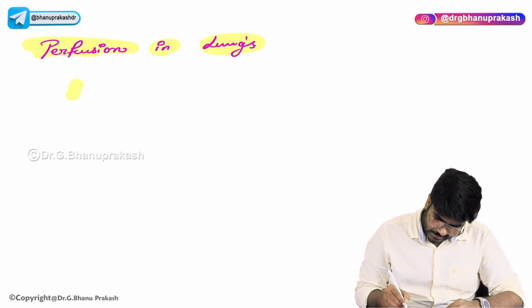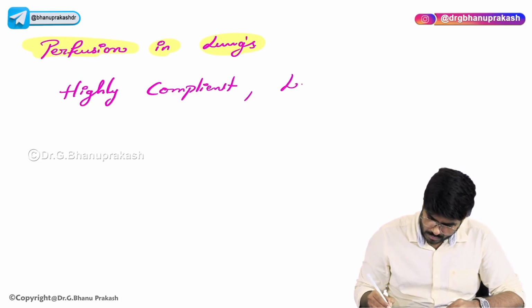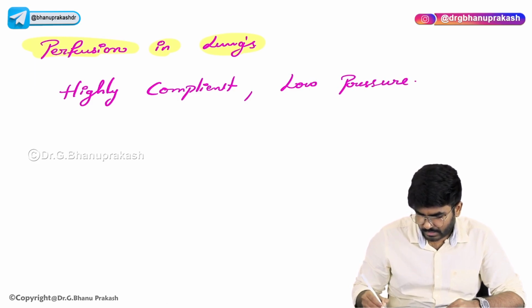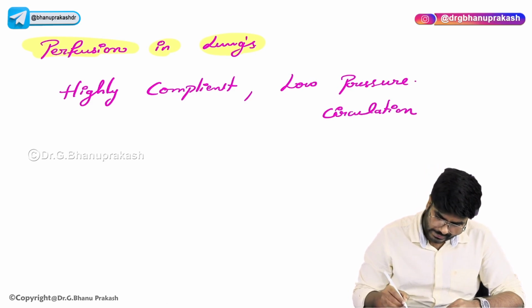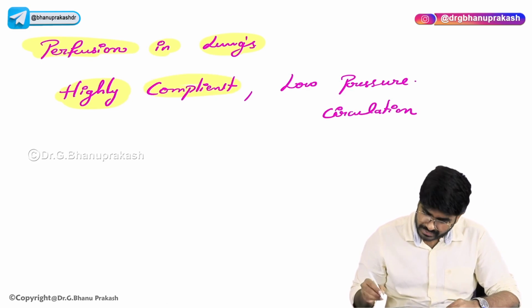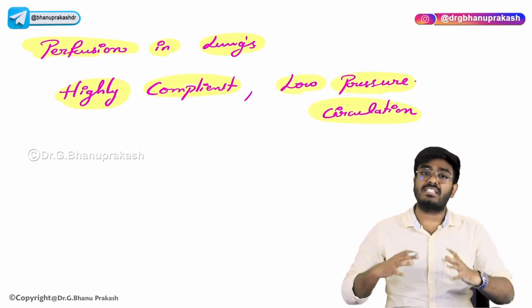Now circulation in lung is highly compliant and low pressure circulation. Okay, it's highly compliant in nature. The pulmonary blood vessels are highly compliant in nature, and the pulmonary circulation is a low pressure circulation. It's not something like a systemic circulation.